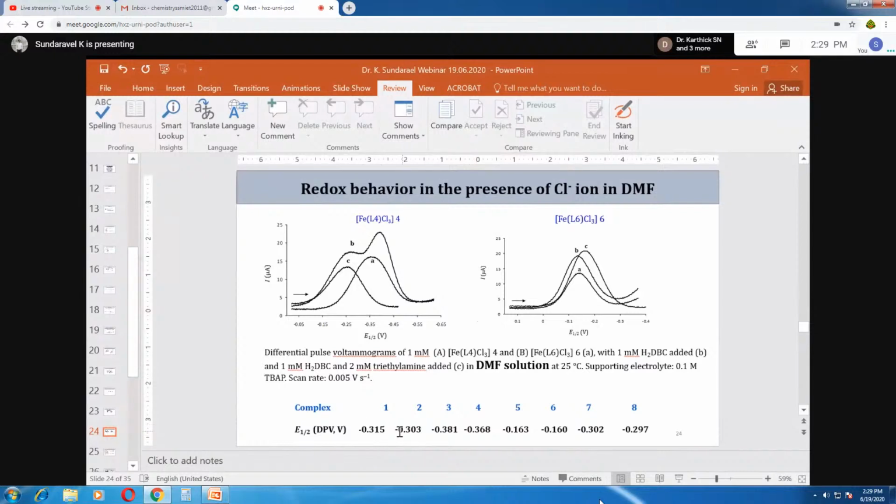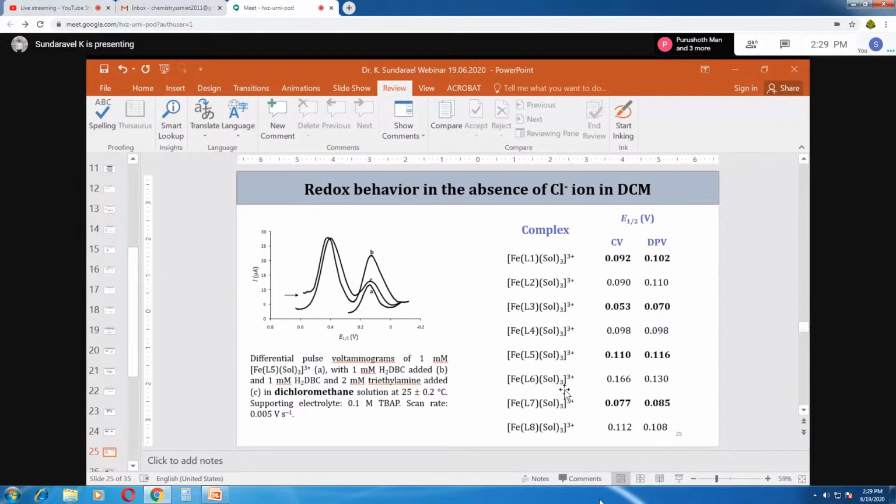If you look at the potentials, the E1/2 values of complexes 1 to 4 are a little more negative compared to 5 to 8, because the donor atom property is changing. In one case, it has a furan oxygen donor bound to the metal. In the other case, the furan oxygen remains uncoordinated. So the behavior of the two sets of ligands is entirely different.